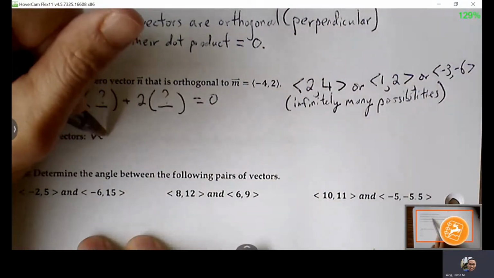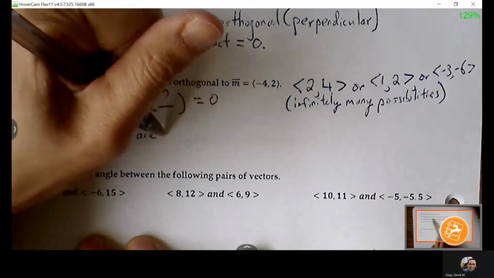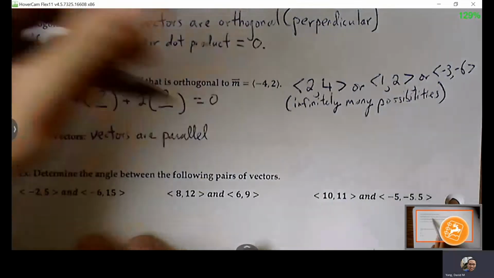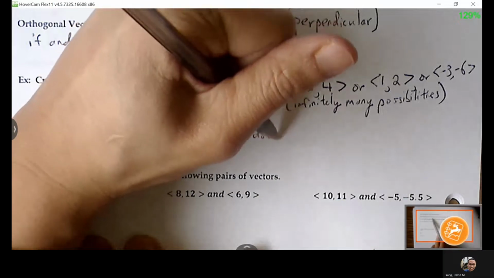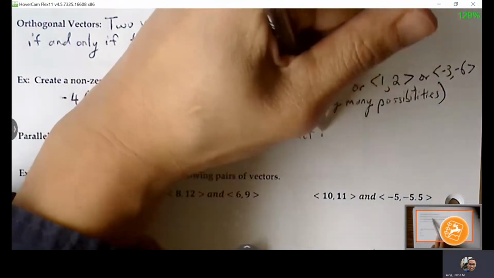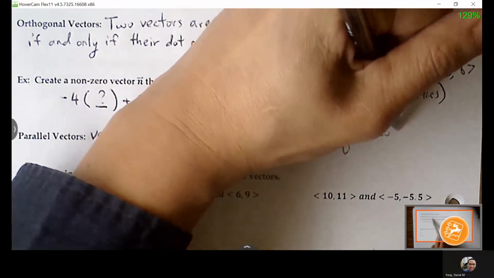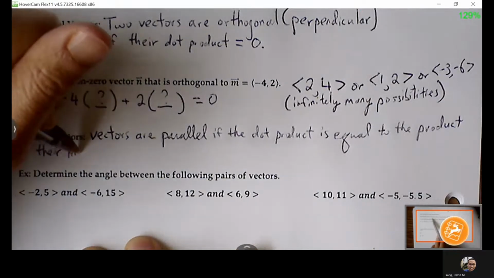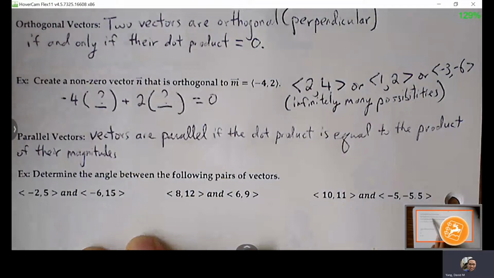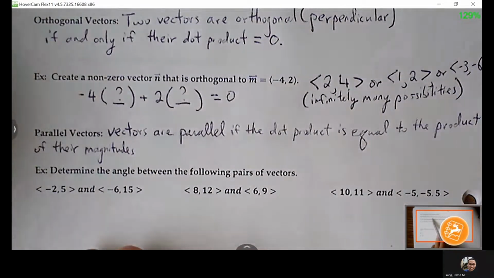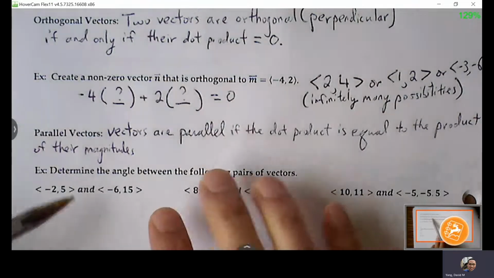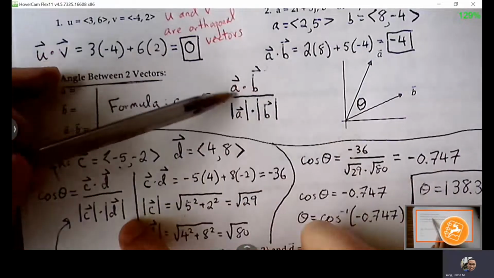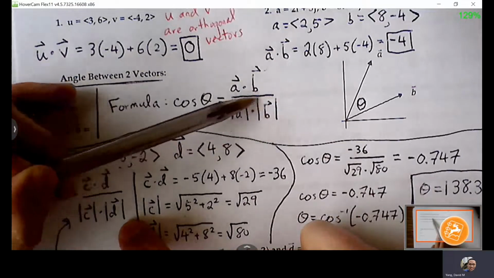Okay, parallel vectors. Vectors are parallel if the dot product is equal to the product of their magnitudes. So parallel vectors is when your theta measure is 0 or 180 degrees. So basically what this means is that this number is the same as the result of these numbers here, or the product of that number.